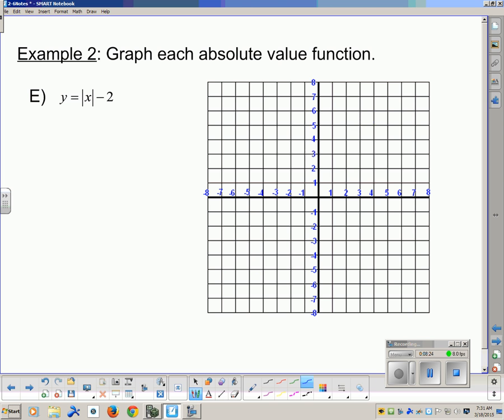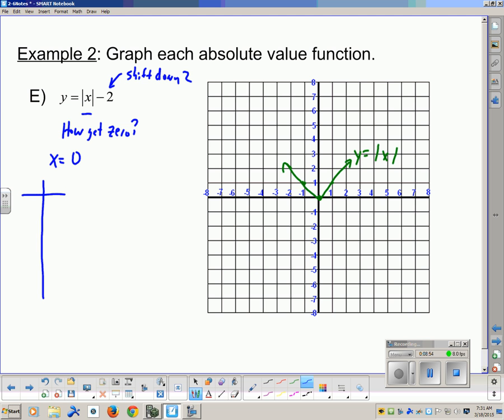So again, we'll compare that. I'm going to quickly put on this graph that we had at the very beginning. This is y equals absolute value of x. So again, no different here. We're thinking this is going to shift it down 2. And again, we're going to think, how do we get 0? We get 0 in there when x is 0. So let's plug 0 in there.